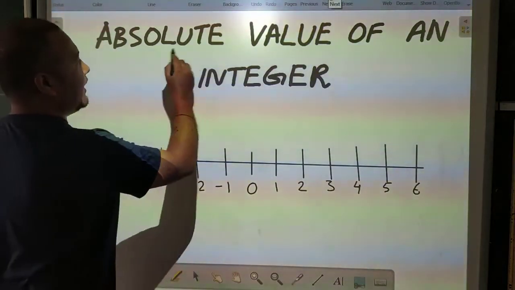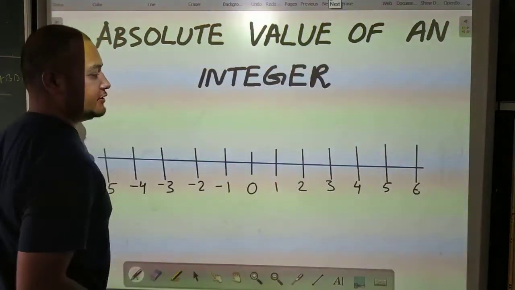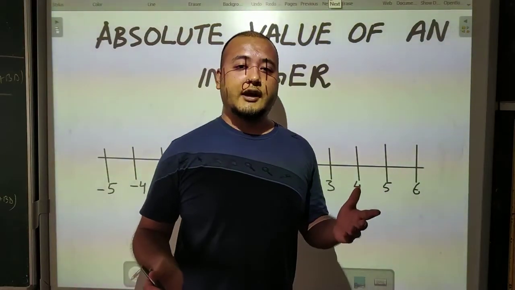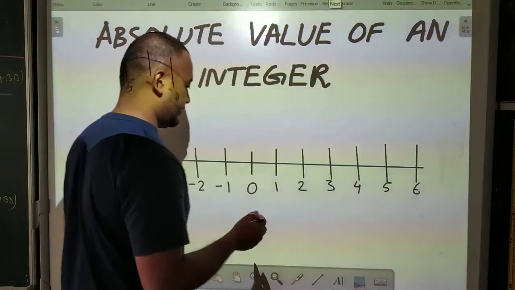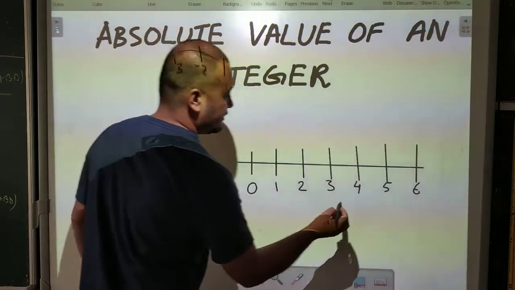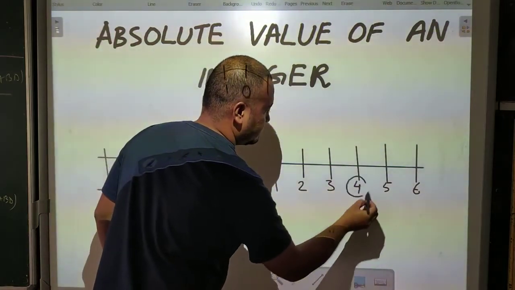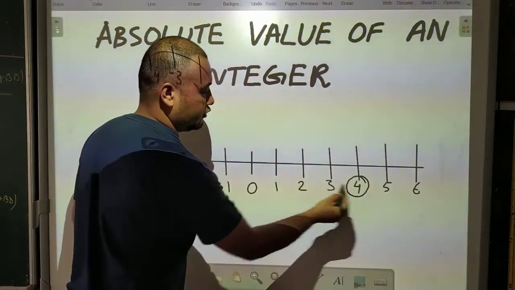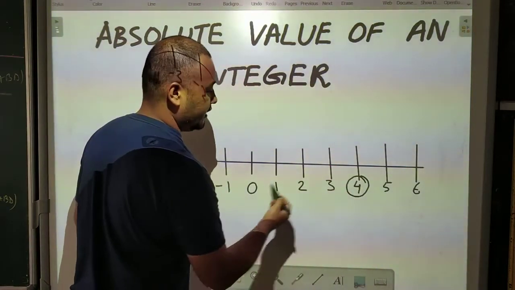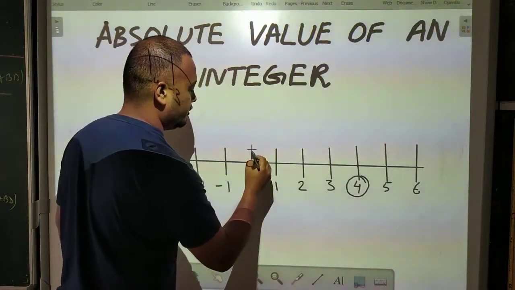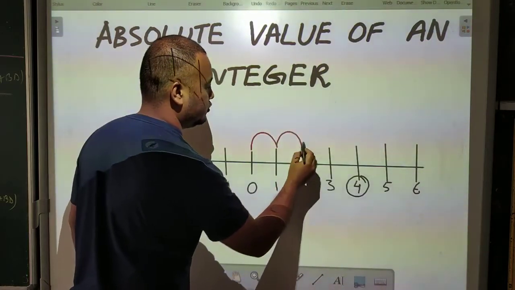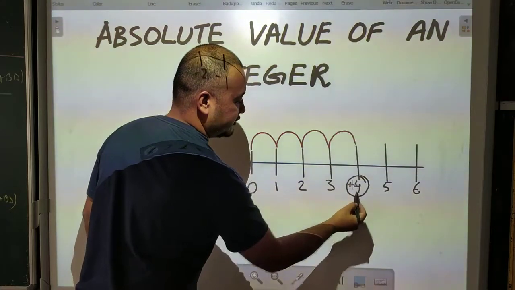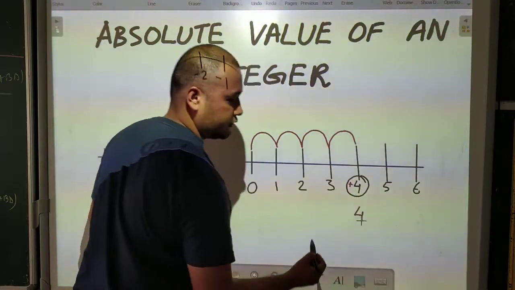Next we come to absolute value of an integer. So let us understand what an absolute value of an integer means. Let's take the number 4. What is its distance from 0, or how many jumps you make to reach 4 from 0? So it is 1, 2, 3 and 4. So the absolute value of positive 4 is 4.